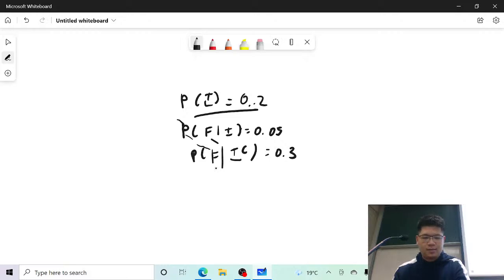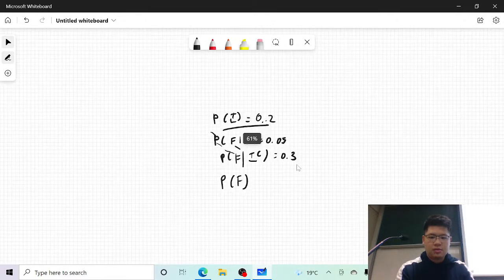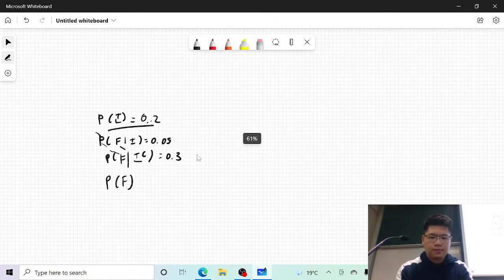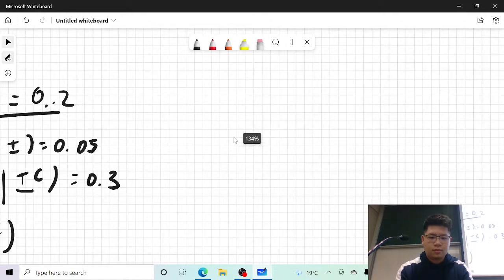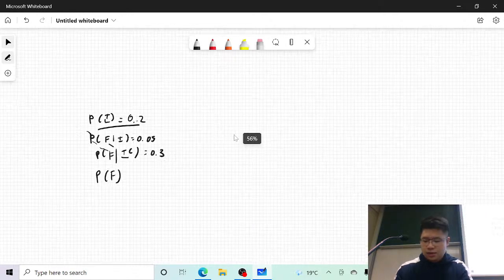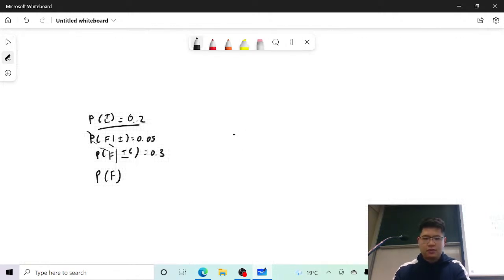Yeah, so what we're trying to find right now is the probability that you would get the flu. And how I would recommend for you to tackle these types of problems is by doing a tree diagram approach. So let's just zoom in. It's really great for you to graph out this information.